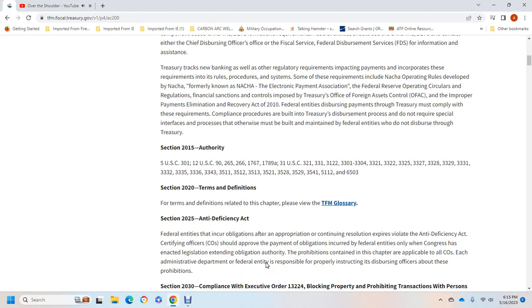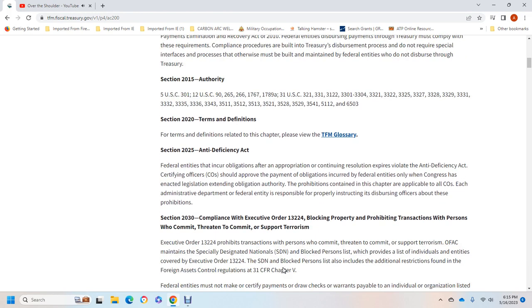A federal entity that incurs an obligation or appropriation continuing with a resolution in violation of the Anti-Deficiency Act, the certifying officer should approve the payment of the obligation incurred by federal entities only if Congress has enacted legislation extending the obligation limits over the prohibition contained in the chapter. This applies to all certifying officers of each administrative department of the federal entity that is responsible for the payment, who instruct the disbursing officer regarding these prohibitions.